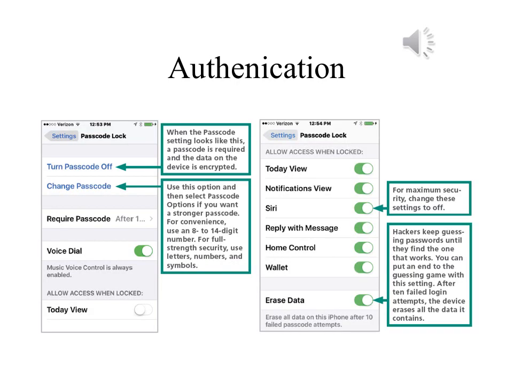You are looking at two different settings screens on an iPhone. The screen on the left shows a device that requires a passcode and that has its data encrypted. There is an option that allows strong passcodes, which can be 8 to 14 digits. Full strength requires using numbers, letters, and symbols.